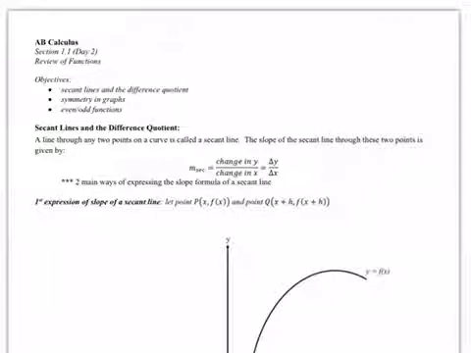This is section 1.1, day number 2, review of functions, secant lines and the difference quotient, as well as symmetry and even-odd functions. So, secant lines and the difference quotient.